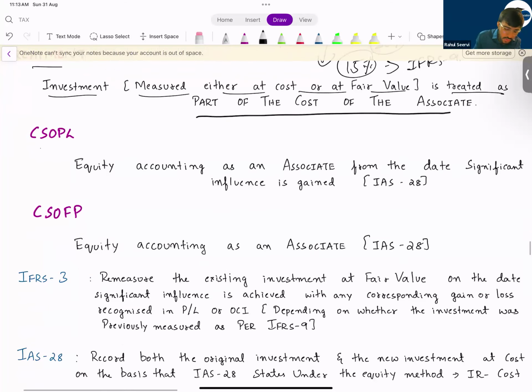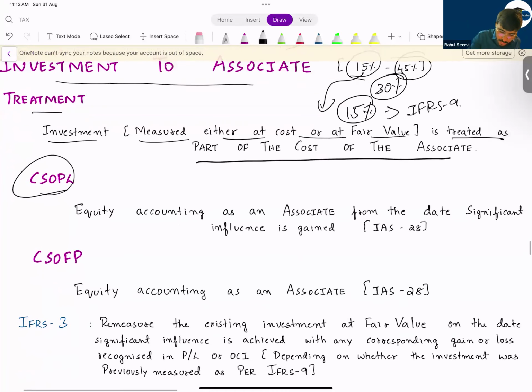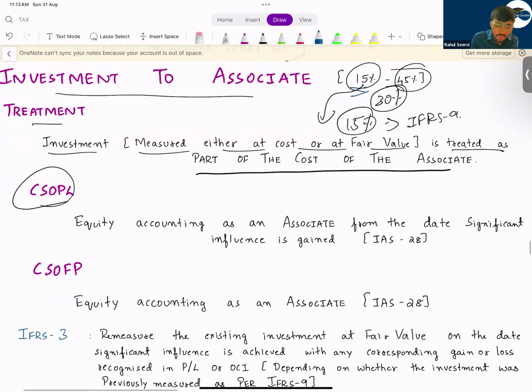So see, in P&L, what should we do? Can I say before we only had 15%? Now we have it is an associate. So can I say we will apply equity accounting?